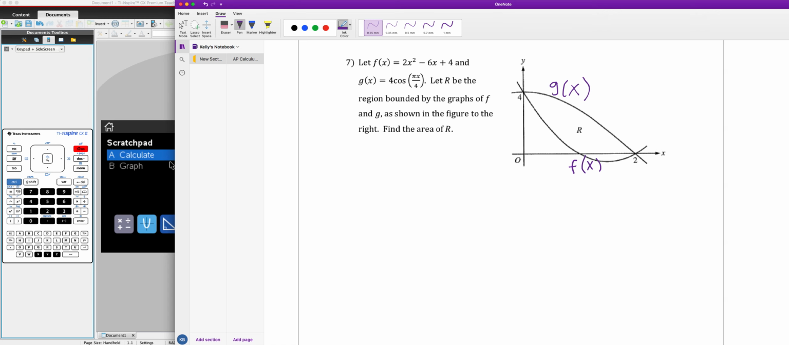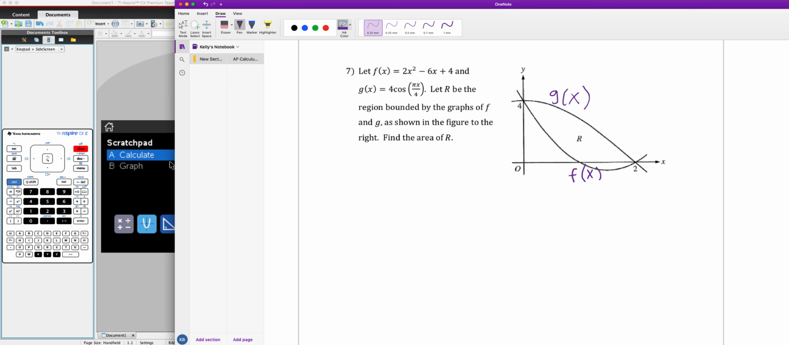Okay, to find the area between these, as a little recap, I need my bounds, and I need to know which one is my top curve and which one is my bottom curve. We've already established that g of x is the curve on top, and f of x is the curve on the bottom. So the next thing I need is my bounds. Well, they are intersecting right here, and that coordinate pair is at (0, 4). So my x value for this is going to be 0, and my y value will be 4.